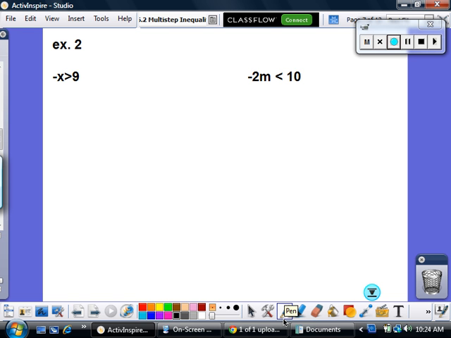Why are you going to be flipping a sign? Multiplying and dividing by a negative. You're exactly right. Good job. Alright, so let's look at this one. This is understood to be a negative 1. And so I will divide both sides by negative 1. And then what's going to happen here is it was greater than, and because I divided by a negative, it becomes less than.